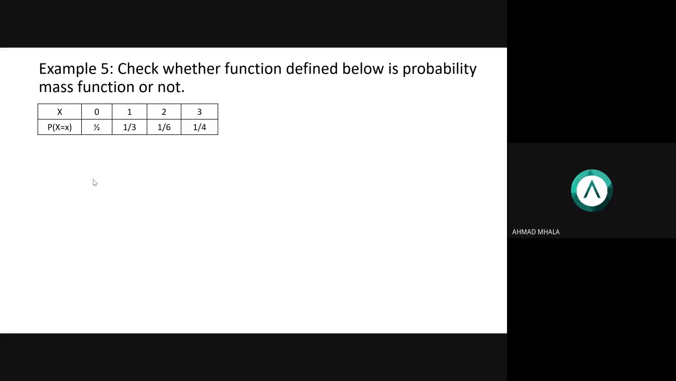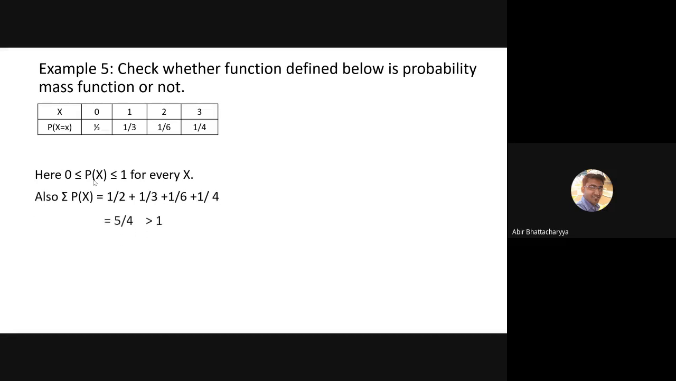No, sir. Okay, Manoj, yes, it's not a PMF. All the probabilities are less than or equal to 1 and greater than or equal to 0, that's true. But if I add them, I'll get 5 by 4, and 5 by 4 is greater than 1. So it's not a PMF, right? Good.